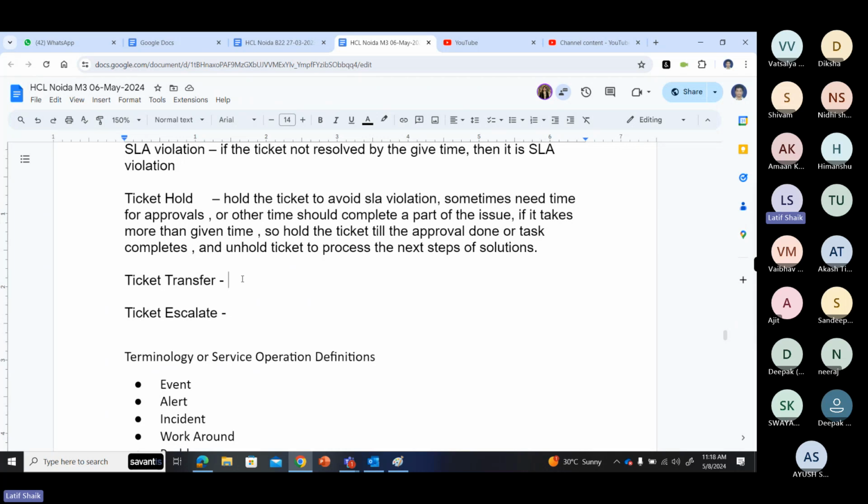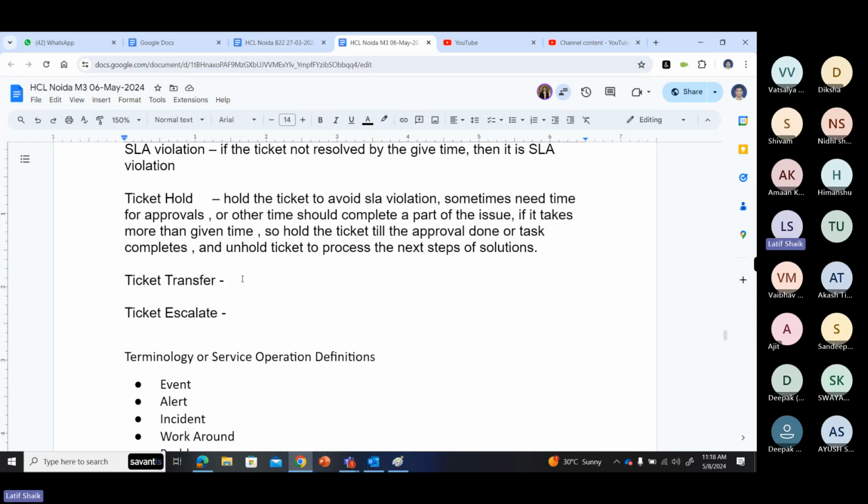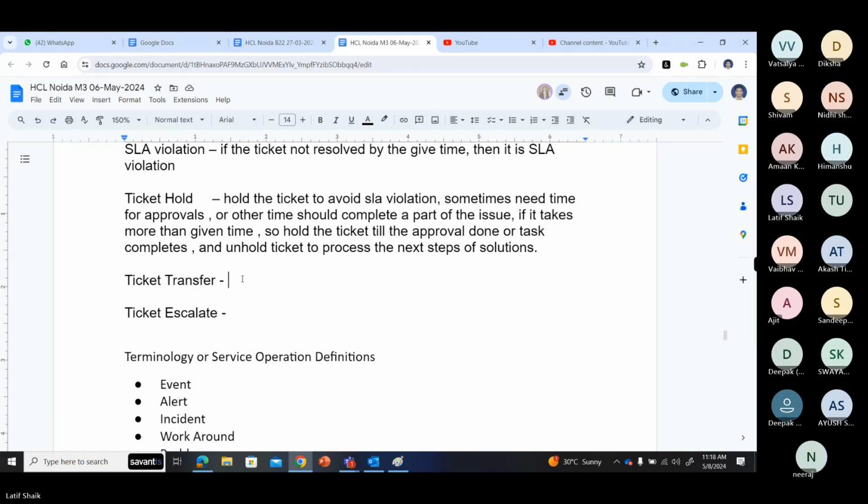But sometimes an issue looks smaller. You are in L1 and it looks like a small issue, but when you look at it, it is not that easy. It depends on whether in-depth technical knowledge is required, and then you can escalate it. So this is ticket escalation. Okay, that is the point I'm trying to say.